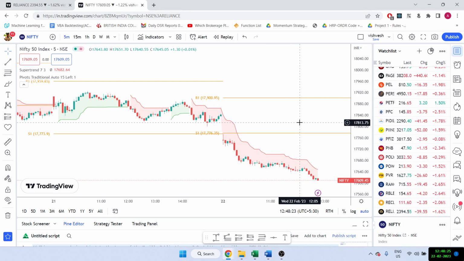Now we are going to discuss a strategy for intraday trading. You can do it on different stocks or you can do it on Nifty or Bank Nifty as well. And in this, I only use two indicators.